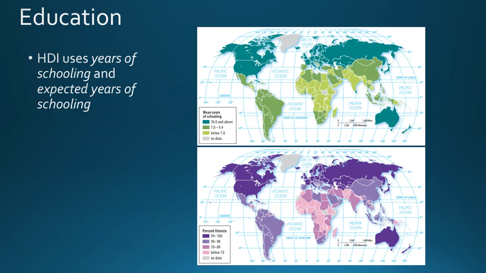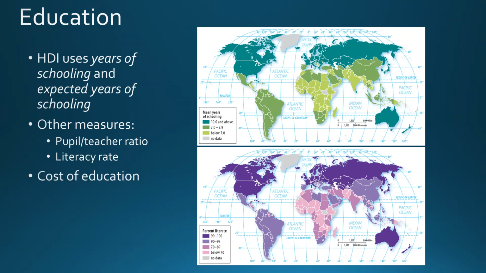Education: the Human Development Index uses years of schooling and expected years of schooling, right? So generally speaking, in the United States and in Europe, you get 10 or more years of schooling. Other measures include the pupil to teacher ratio. Is one person teaching 100 students, or are they teaching 20 students? The literacy rate is a big one, right? Europe, North America, and large parts of Latin America have really high literacy rates as opposed to poorer countries, mainly because it's harder to stay in school for longer, which I'll talk about why that is.